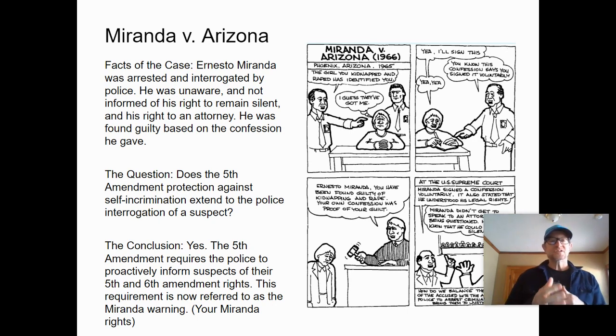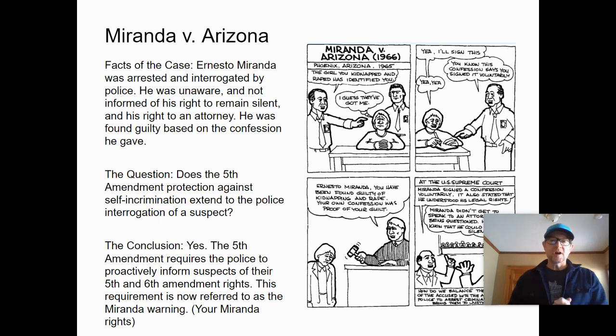So his case actually got appealed all the way to the Supreme Court. And the question before the court was, does the Fifth Amendment protection against self-incrimination extend to police interrogations of suspects? The court concluded, yes, it does. That the Fifth Amendment requires police to proactively inform suspects of their rights. If they don't do so, it would be a due process violation. It'd be unfairly taking away people's liberty.